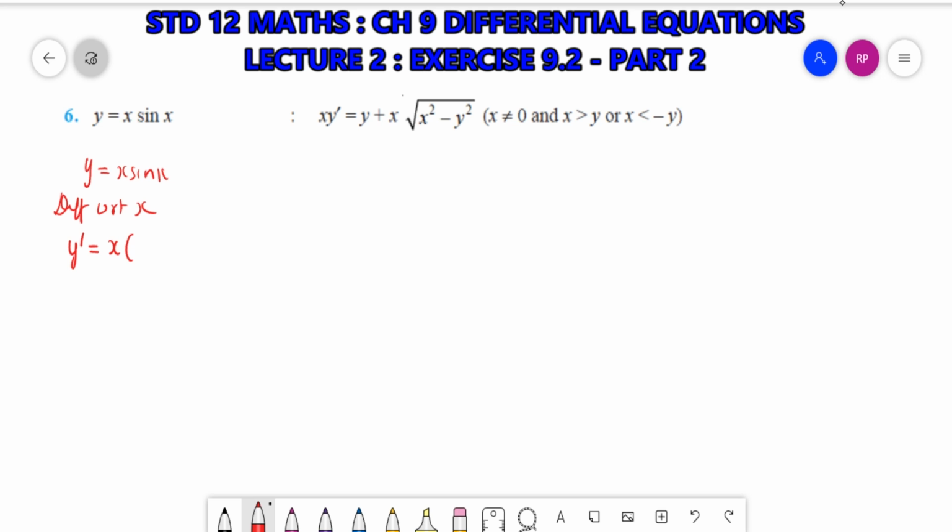derivative of y is y dash equal to x as it is, derivative of sin x is cos x, plus sin x as it is, derivative of x is 1. Okay, now see, in the differential equation I neither want sin x nor cos x, so I can replace it from equation 1. Okay, sin x I can replace it as y by x. Sin x will be equal to y by x, but cos x is not given.